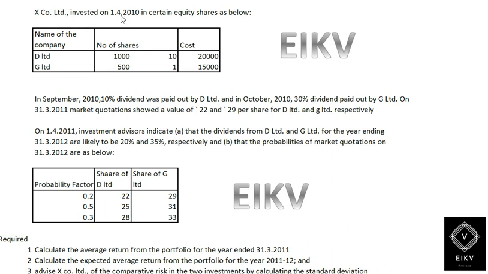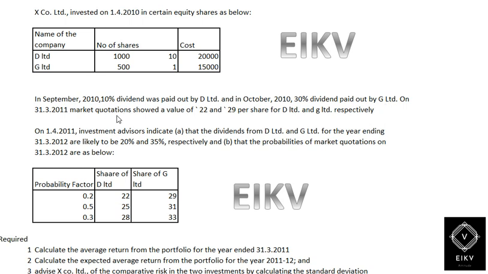So in this illustration, X Company Limited invested on Fund 1 for 2010 in certain equity shares. The equity shares have been given, the names of the companies: D Limited and G Limited. Number of shares we have is 1500, face value would be 10, cost would be 20,000 and 15,000. Going further, in September 2010, 10% dividend was paid out by D Limited, and in October 2010 30% dividend was paid out by G Limited.